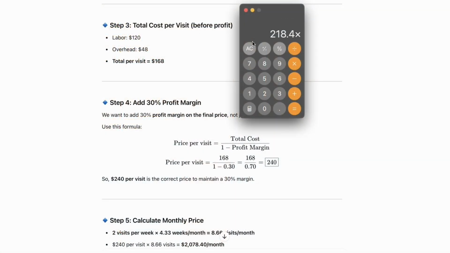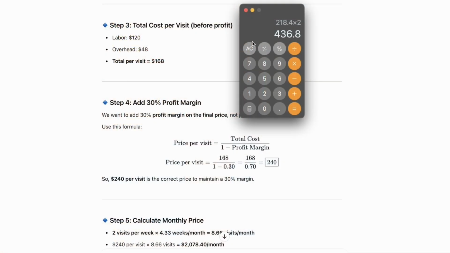Now we have a cost per service. We need to know a cost per week. If it's 3 times, 5 times, then you come up with it accordingly. So in this case, we want 2, right? So I'm going to multiply it by 2. This gives me $436.80 per service. Sorry, per week. So per week, I've got 436.